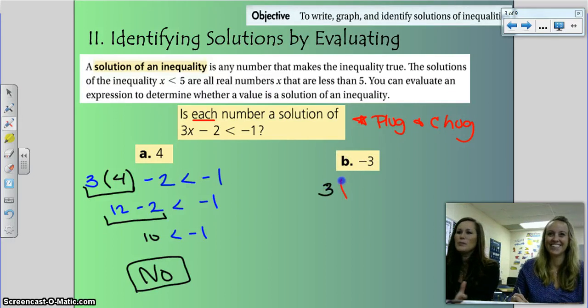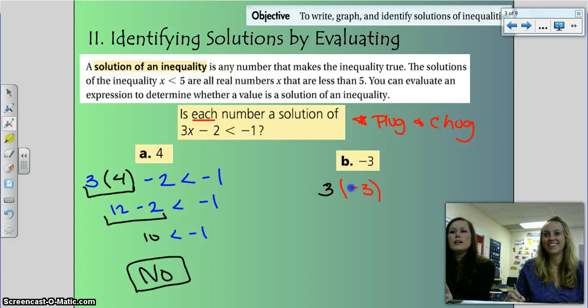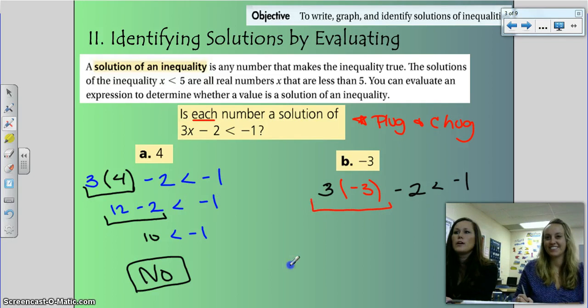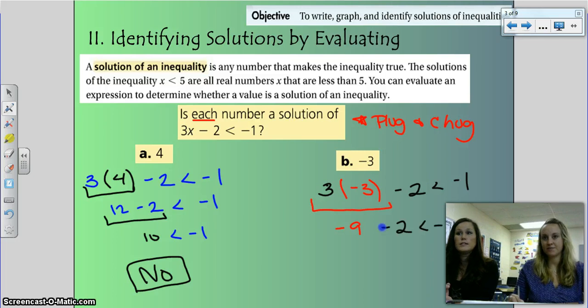Okay, so now we're going to plug in negative 3. So 3 times negative 3 minus 2 has to be less than negative 1 for this to be an answer. First step: 3 times negative 3 is negative 9, minus 2, less than negative 1. Negative 9 minus 2 is the same as plus negative 2, so that's negative 11.